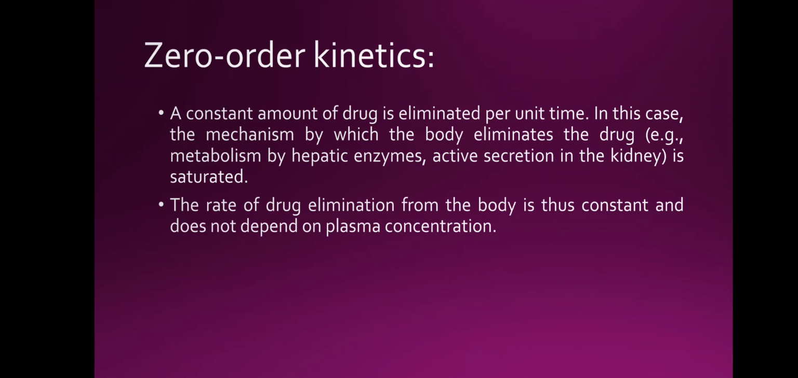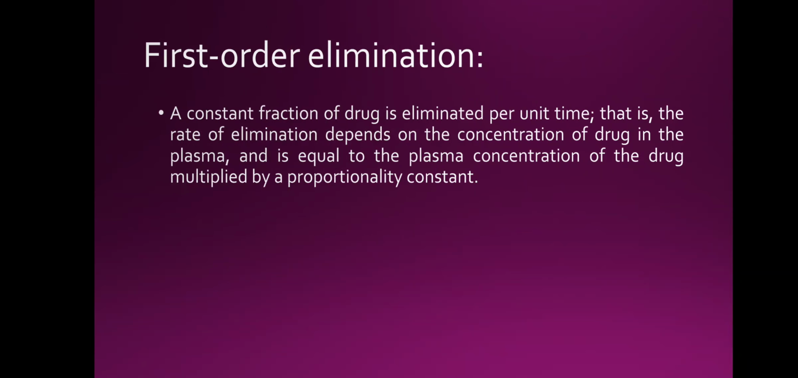The rate of drug elimination from the body is thus constant and doesn't depend on plasma concentration at all. And this is the difference between this and first order elimination. In first order elimination, a constant fraction, a percentage, is eliminated per unit of time. Remember, first order, F for fraction. That is, the rate of elimination depends on the plasma concentration of the drug and equals the plasma concentration multiplied by a proportionality constant. So I know, for example, that I will eliminate 25% of the medication whenever it passes to the organ responsible for eliminating it.